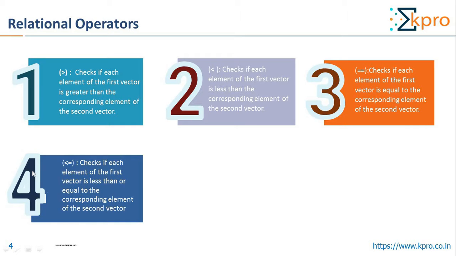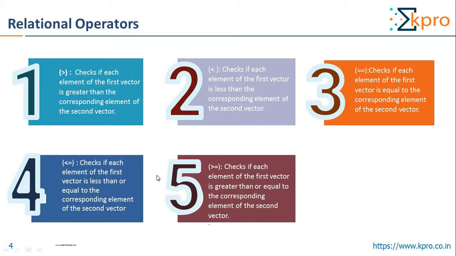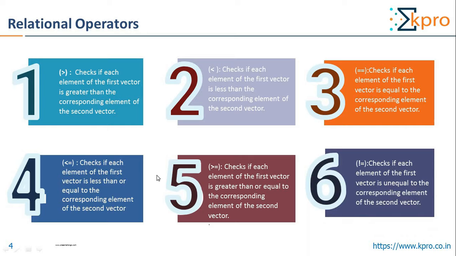Next we have less than or equal to. It checks if each element of the first vector is either less than or equal to the corresponding element of the second vector. The fifth one we have is greater than or equal to. It checks if each element of the first vector is either greater than or equal to the corresponding element of the second vector or not. And last in the list is not equal to. It just checks that the first vector element should not be equal to the second vector element. So these are the relational operators available in R.